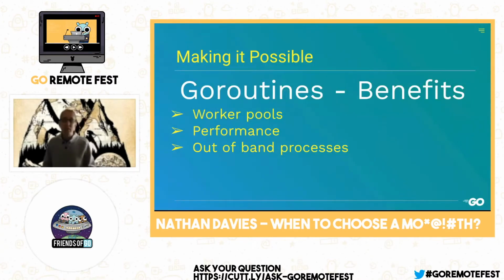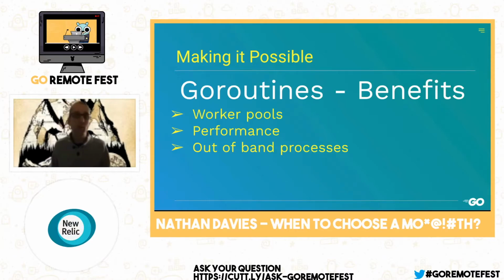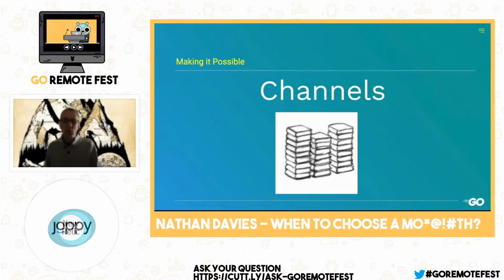So our benefits are things like worker pools helping to parallelize various parts of the process, asynchronous processing of different stages of the pipeline, and a way to handle out-of-band processes within the application. So on to channels next.